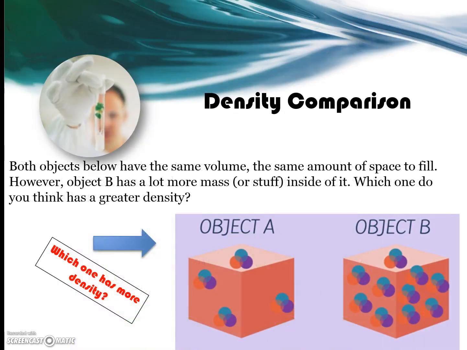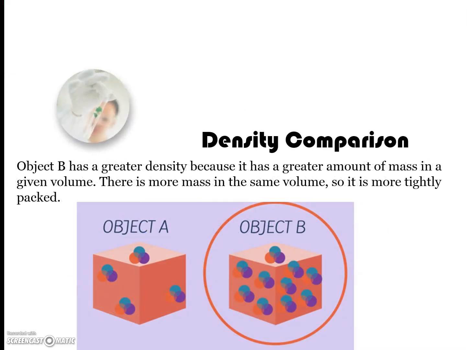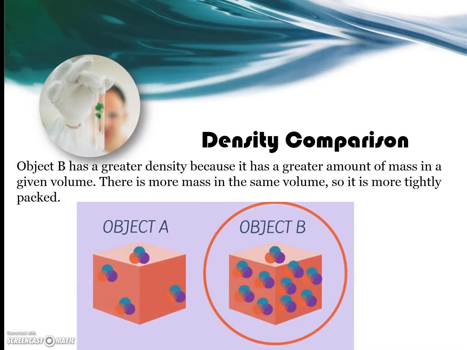Now here's another one. Both objects below have the same volume and the same amount of space to fill. However, object B has a lot more mass or stuff inside of it. So which one do you think has a greater density? Okay, so make sure you write that down. And of course, object B has a greater density because it has the greater amount of mass in a given volume. There is more mass in the same volume, so it is more tightly packed. So both have the same amount of volume, but object B has more stuff inside of it, therefore its density is higher.